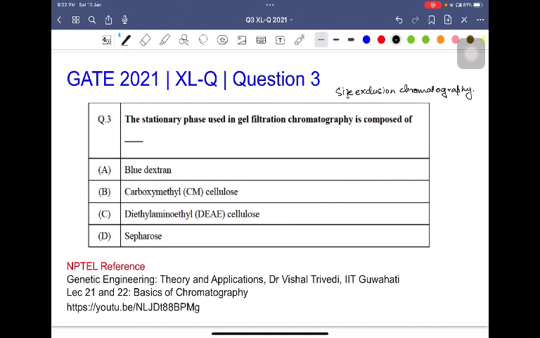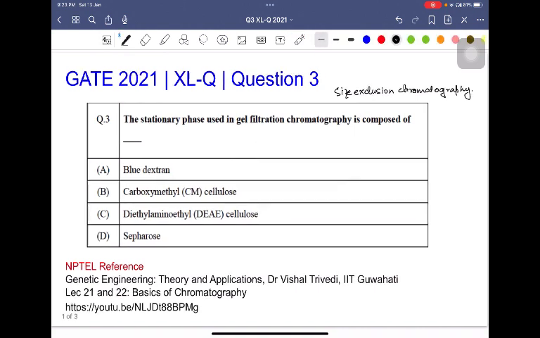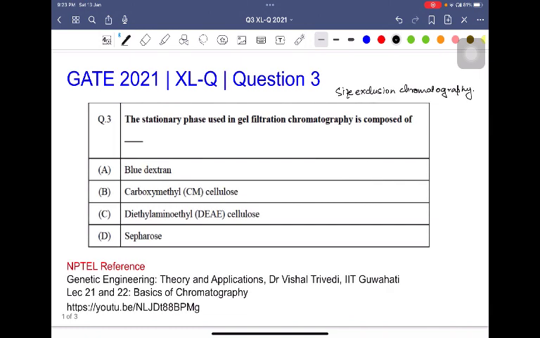So we know that carboxymethyl cellulose is a negatively charged resin, so it is used in cation exchange. And DEAE cellulose is a positively charged resin, so it is used in anion exchange. The blue dextran is used for measuring void volume.